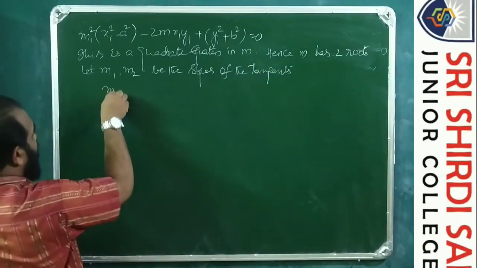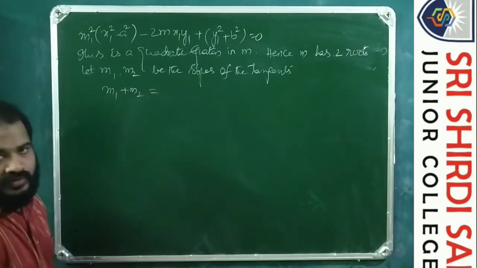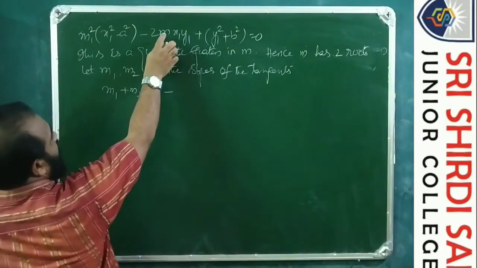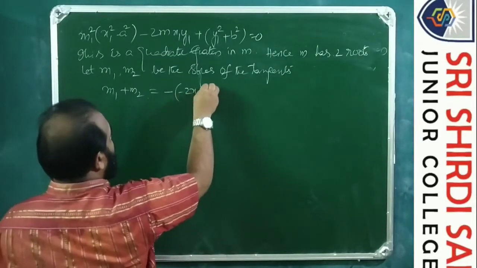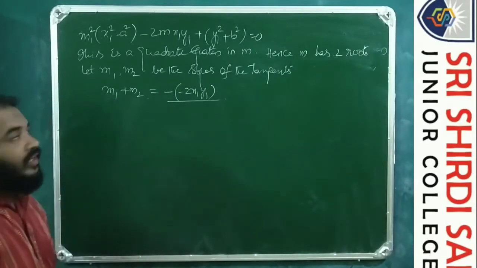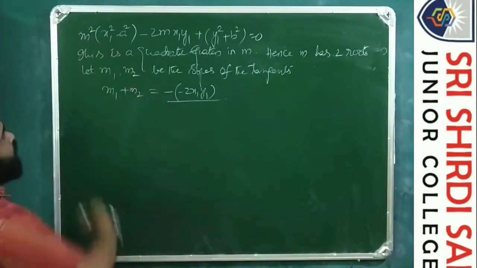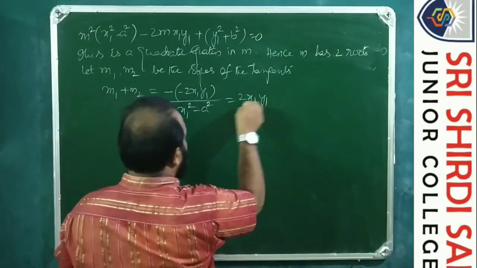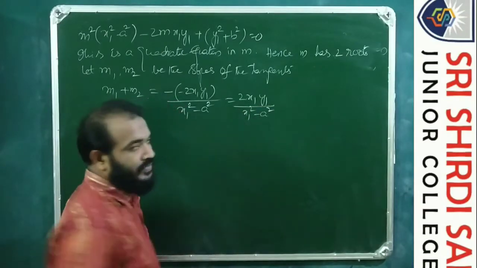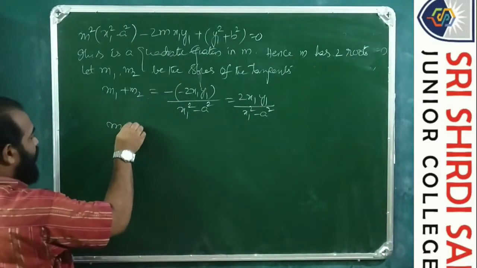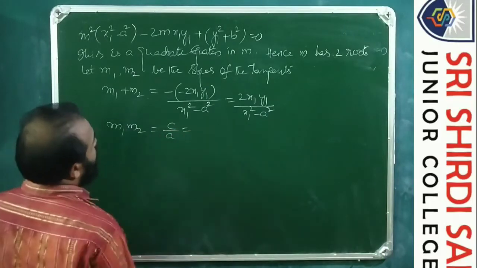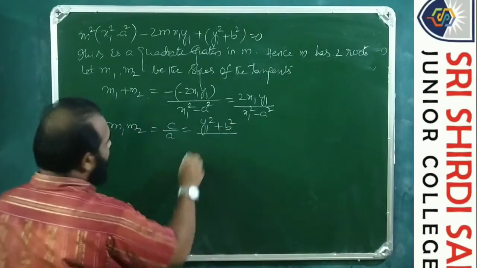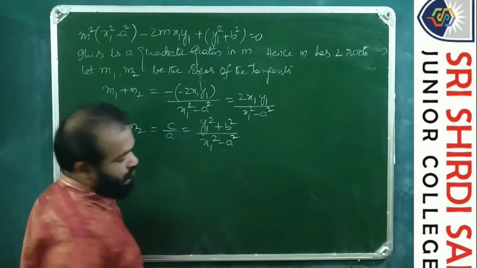So m1 plus m2, the sum of the roots, is minus b by a. Minus b means here the coefficient of m, so this is minus of minus 2x1 y1, by the coefficient of m square, which is x1 square minus a square. So this is 2x1 y1 by x1 square minus a square. Now the product of the roots m1 m2 is equal to c by a. So c here is this constant, y1 square plus b square, by x1 square minus a square.